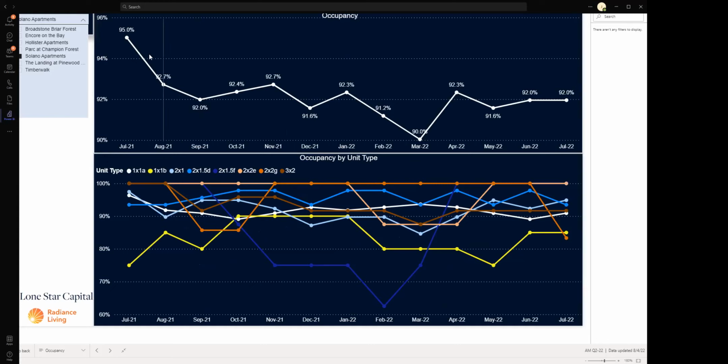So this is Solano. This occupancy, you can see it dipped to 90%. This is largely a not unexpected trend. This is due to us having to turn the tenant base essentially, but we're increasing it. I believe as of today, we're back up to, I want to say 93 or 94%. So we're on the right trend.